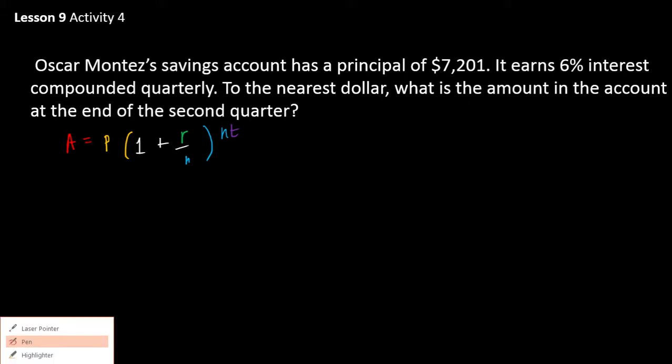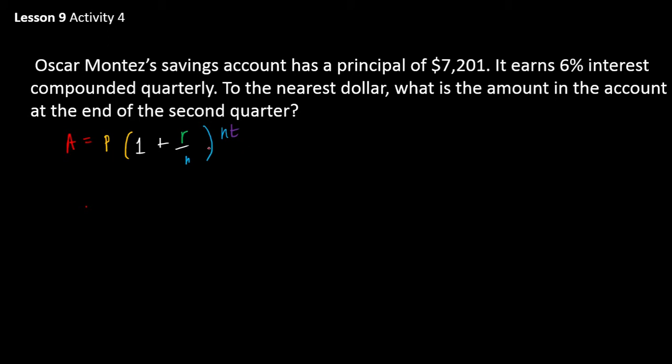Well, what does all this mean? Well, we know A is the amount, right? It's the ending amount. So if I initially invest a certain amount of money, say $1,000, and I end up with $3,000, then my amount is $3,000. So P is my principal, what I start with. R is the rate, the APR. N is the number of periods per year. And T is time in years.